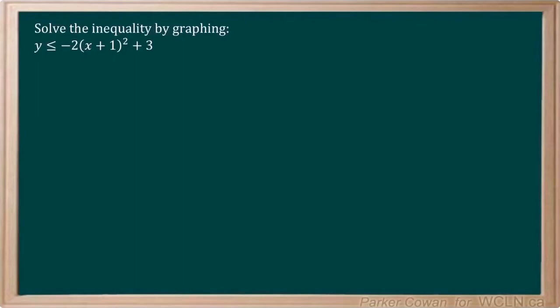Solve the inequality by graphing. Okay, so the first thing we can take from our equation for this parabola here is that we have a vertex at -1 because we're going to flip what's in the brackets here, and that's going to give us our x coordinate of the vertex, and then the y coordinate is going to be +3. So we can say vertex at -1, 3.